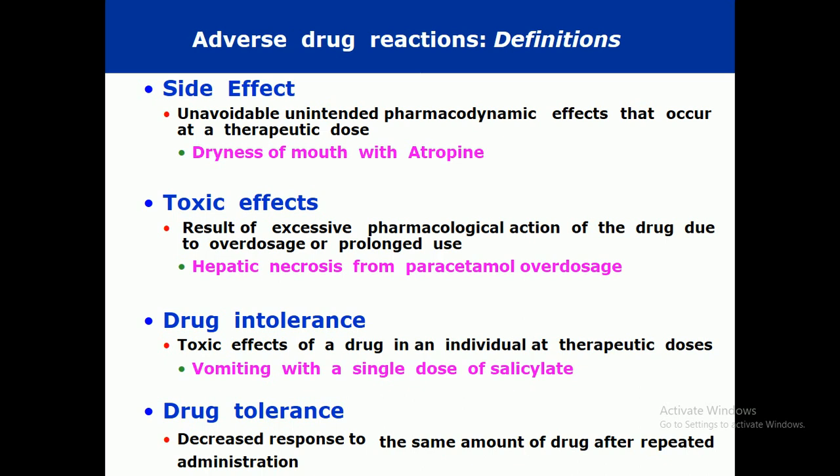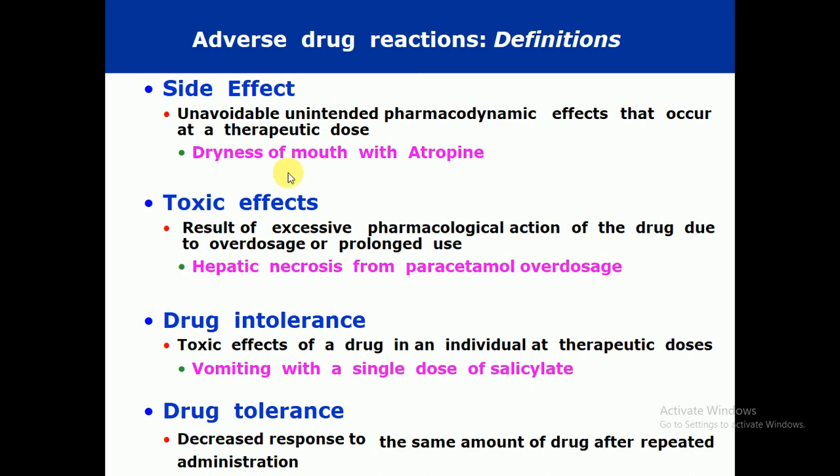For example, let's suppose we are using different types of drugs and medicines that cause GIT upset, gastrointestinal upsets, in the form of diarrhea, loose motions, nausea, vomiting. So these are the known effects. Another example is dryness of mouth, which is a side effect of atropine. It means that after administration of atropine, there may be chances of dryness of the mouth. So the main side effect of atropine is dryness of mouth.